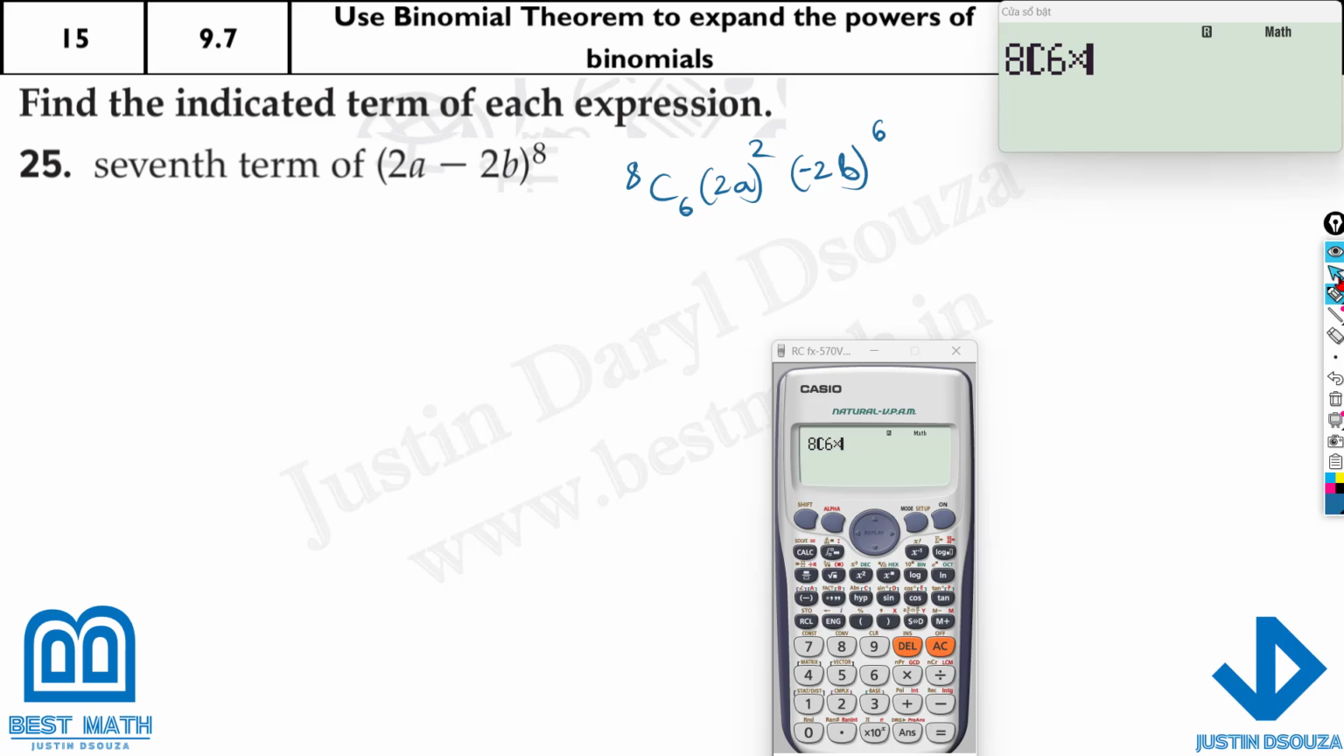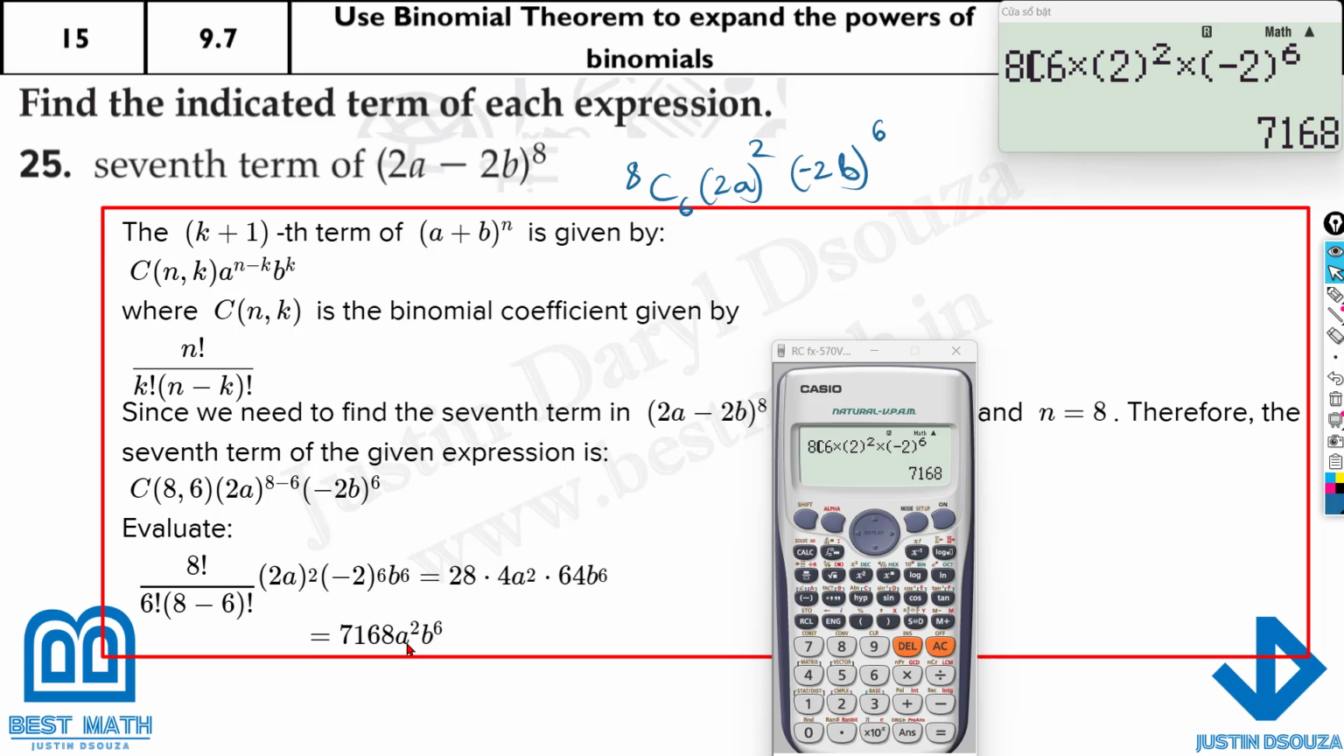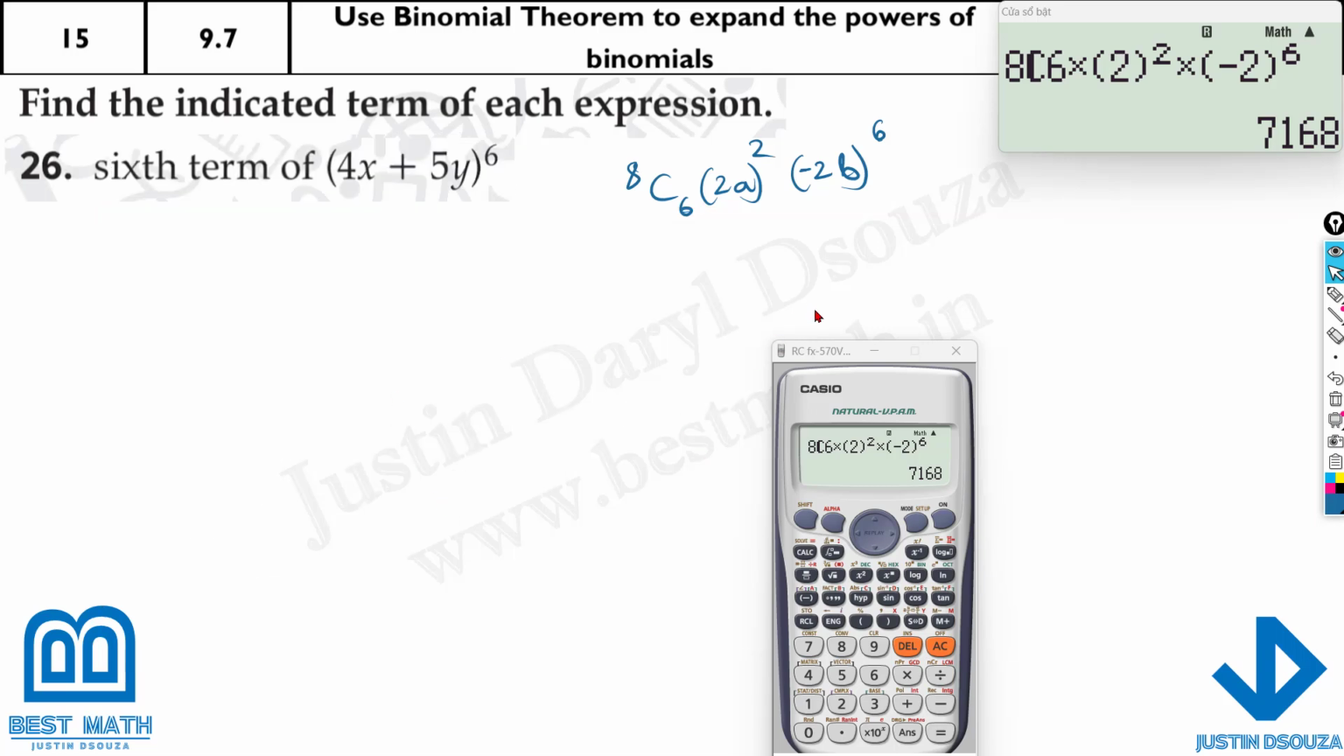Now, whenever we have minus any number raised to even power, it's going to be positive. So let's see here. It's 2 squared multiplied by minus 2 raised to the power 6. This is going to be a positive answer. If it was odd power, say it was 5, then it will be a negative answer because minus sign sustains over there. So this would be the correct answer. 7168. You can look at the answer. And how much is a raised to? It is a power 2 and b is also power 6. That's correct. Important thing is the coefficient.